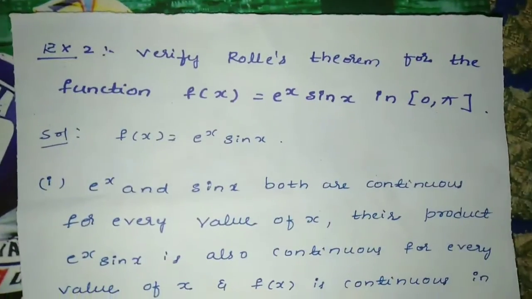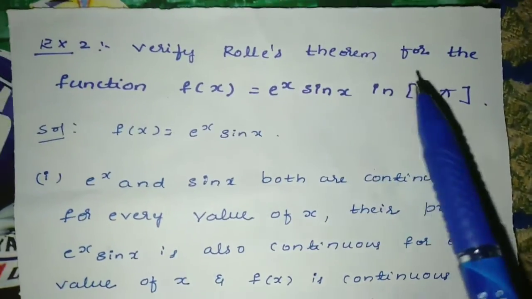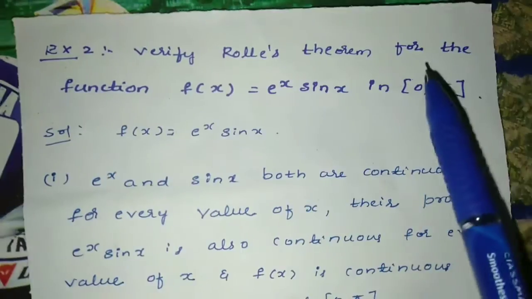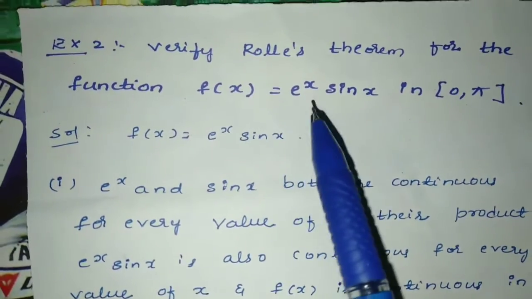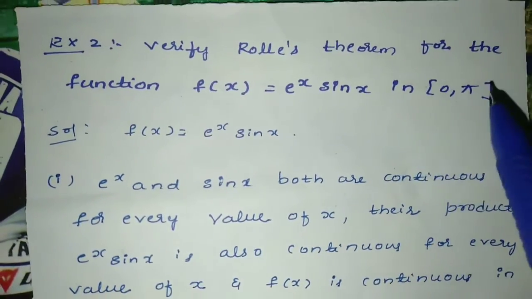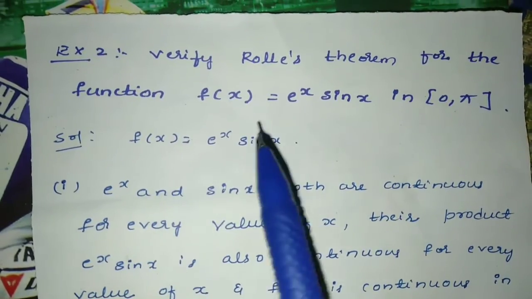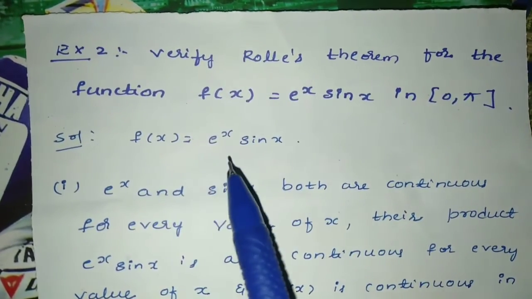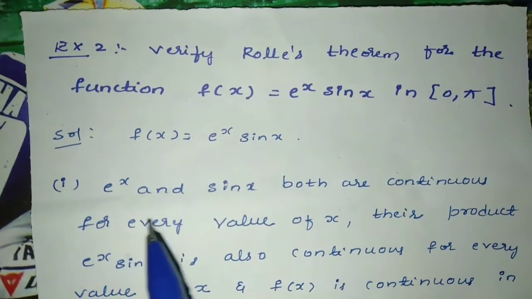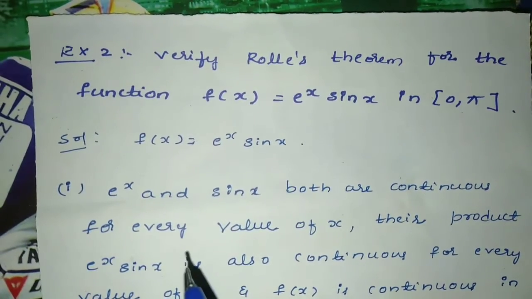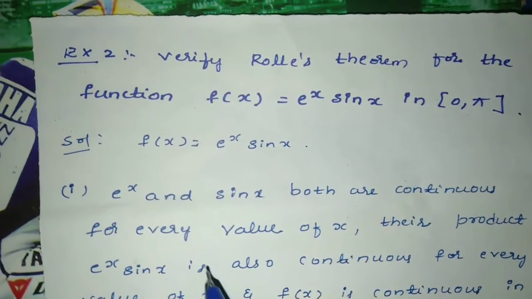Now we see the second example for Rolle's theorem. Verify Rolle's theorem for the function f of x is equal to e power of x sin x in closed interval 0 comma pi. The solution for this question is f of x is equal to e power of x sin x. Now we have to verify the three conditions of Rolle's theorem.